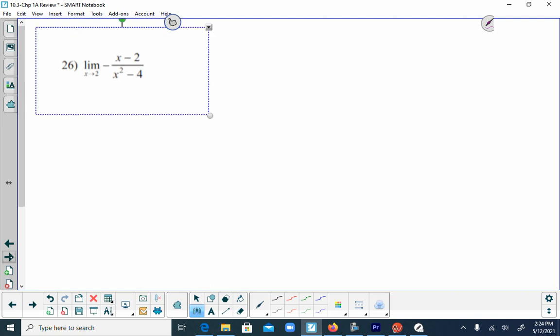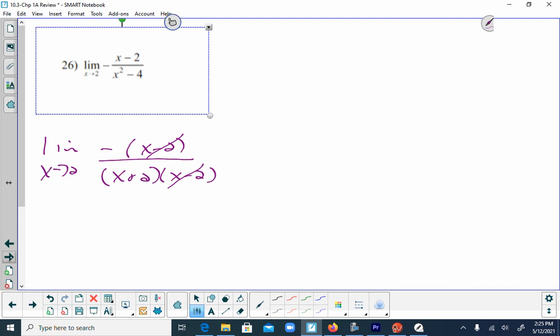Again, if I do direct substitution, I'm going to have 0 over 0, which tells me that I can simplify. So as x approaches 2, there's that negative sign, x minus 2. The denominator factors as x plus 2, x minus 2. That simplifies. Now it's okay for me to put 2 in this. So the limit as x approaches 2 is going to be negative 1 over 2 plus 2. So my final answer is going to be negative 1/4.